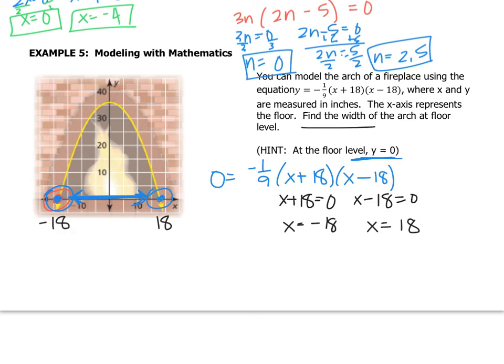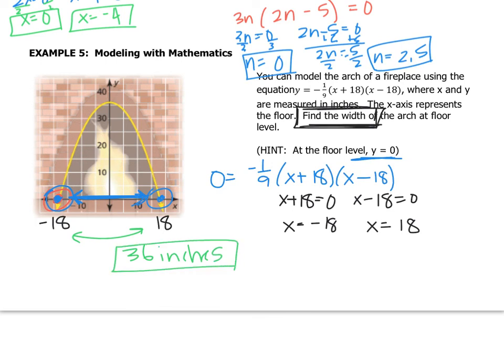The question is that I need the width. So from negative 18 to 18, the distance is 36 inches. All right, that was definitely an application of the skill. We're going to practice more of this in class, and if you have any questions, write them down.